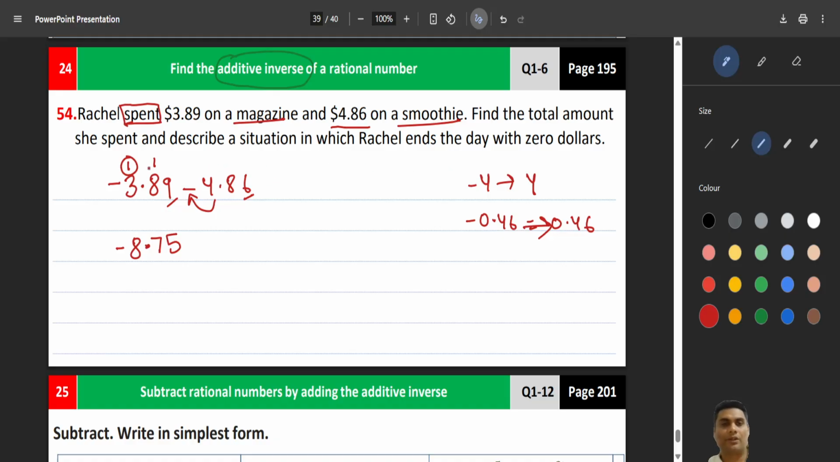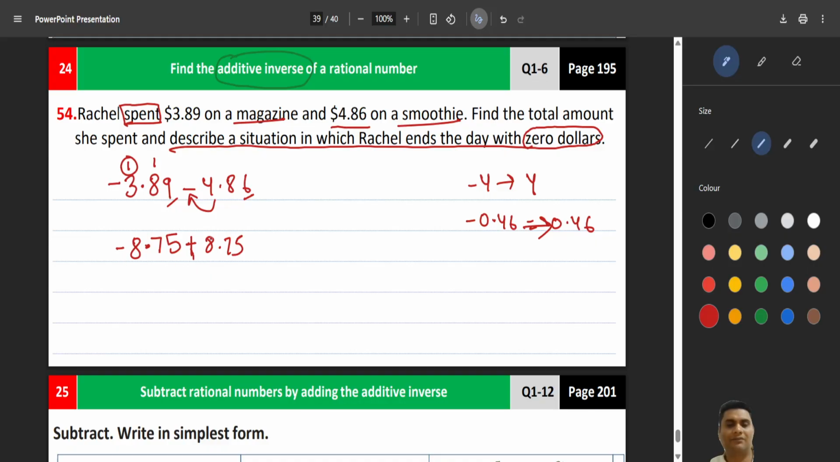Now, describe a situation in which Rachel ends the day with $0. Rachel should have $0 at the end of the day. So to make something 0, what do we do? We combine it with its additive inverse. So what is the additive inverse of minus 8.75? It would be plus 8.75.